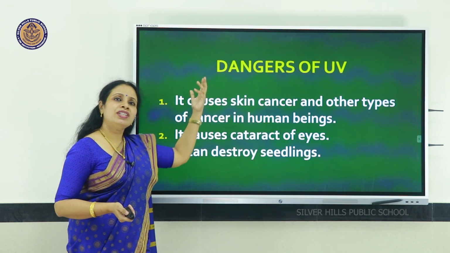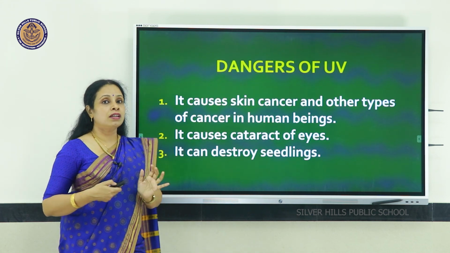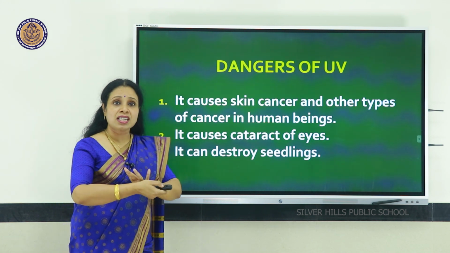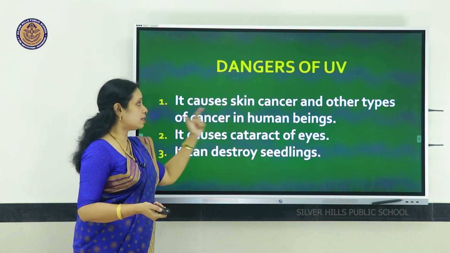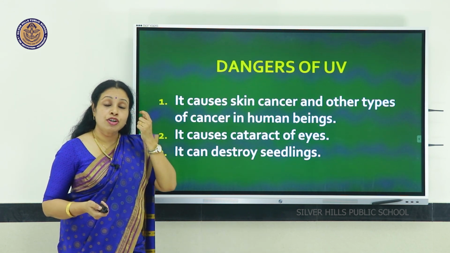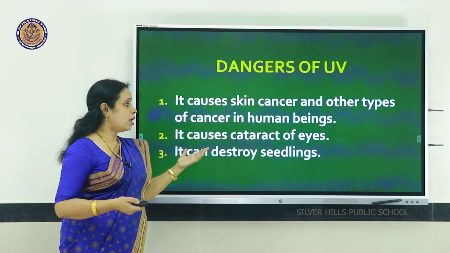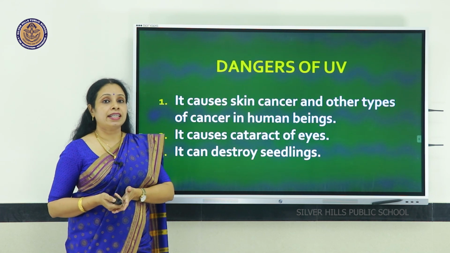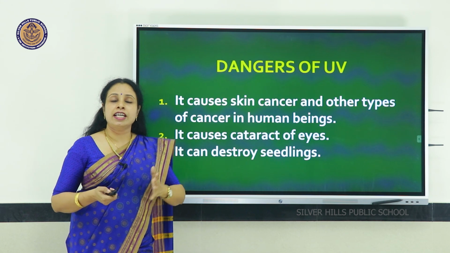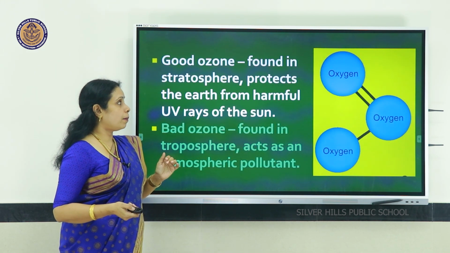What are the problems if these ultraviolet rays come in, penetrate and reach the earth? Grave problems. You can see it causes mainly skin cancer and any other type of cancer in human beings. It affects eyesight. Your vision is affected, cataract and such other problems. It can also destroy seedlings. So it is essential that the dangerous UV rays must be blocked by the ozone umbrella.